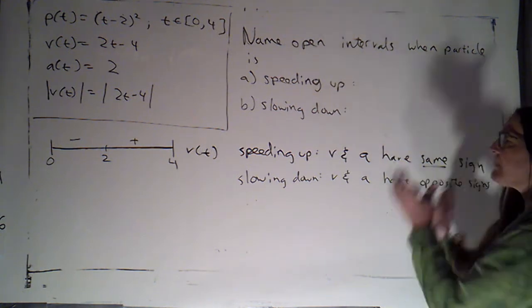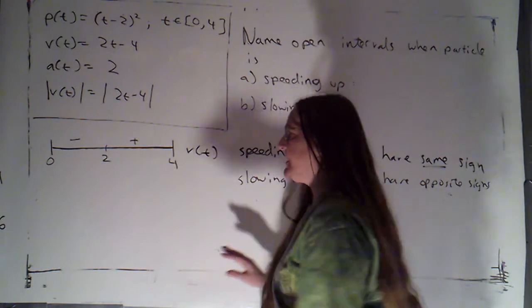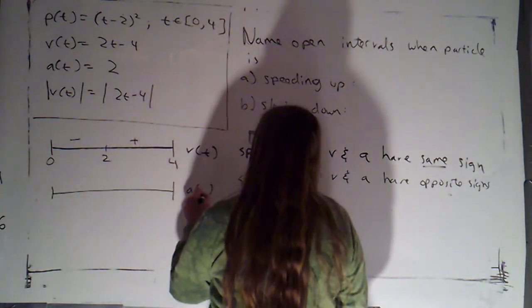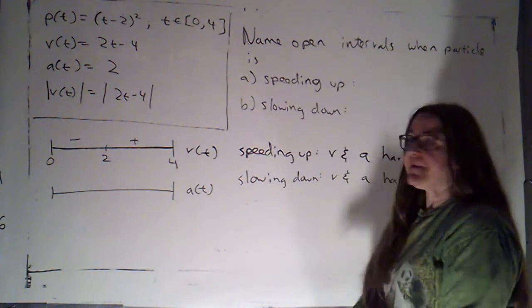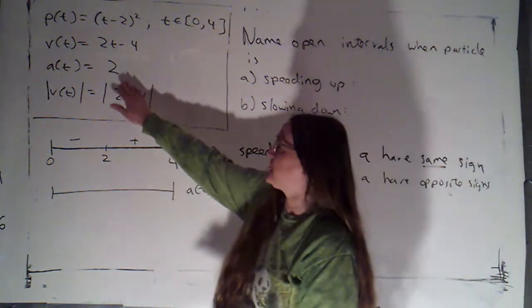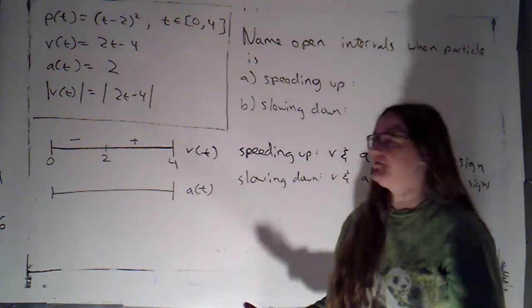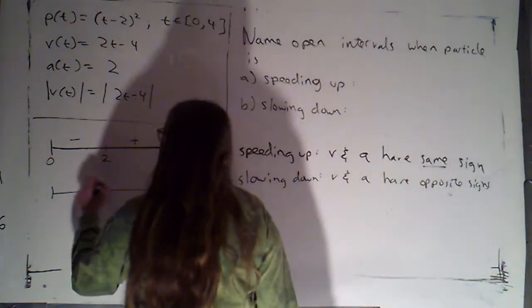Okay, so I know the sign of velocity already. I'm going to create a number line for the acceleration as well and record its sign. Now for this particular example, it's pretty straightforward because the acceleration is 2, that's positive. So the acceleration is always positive.